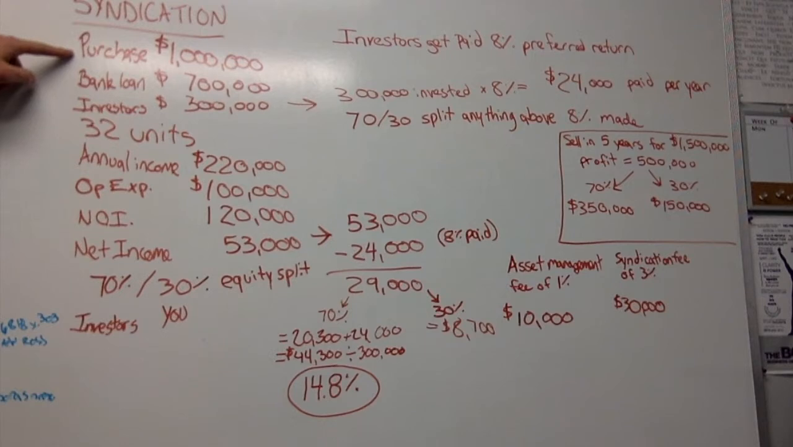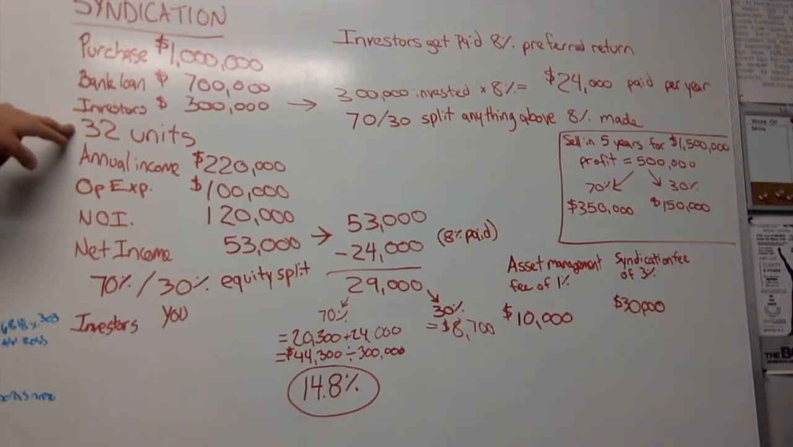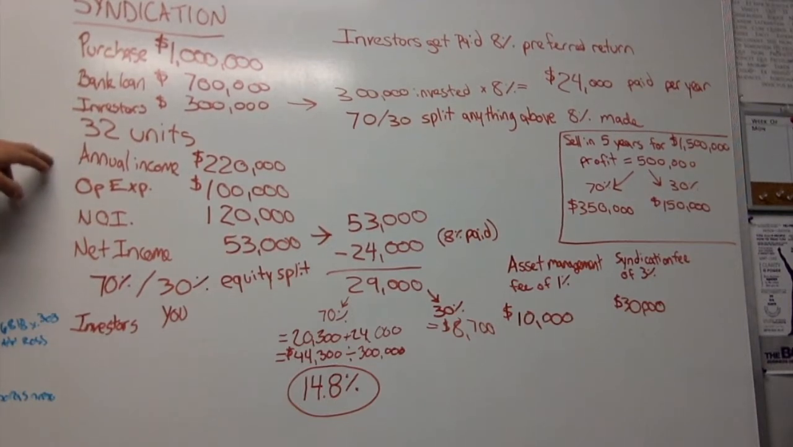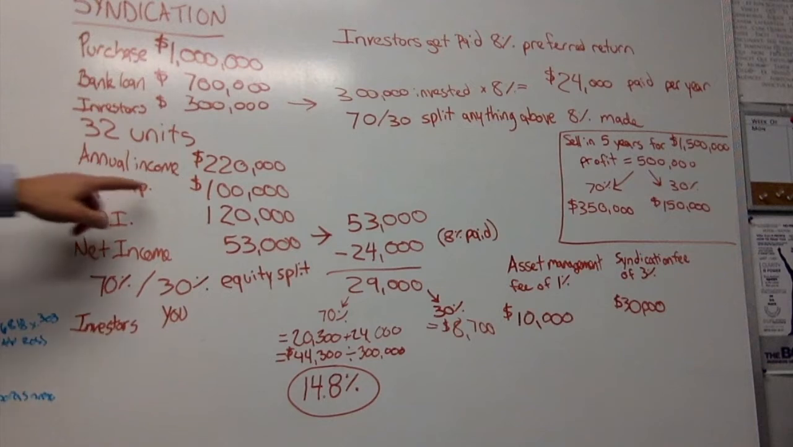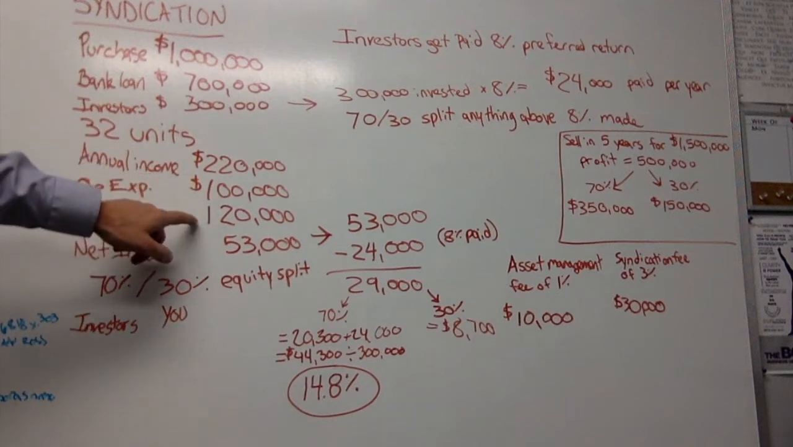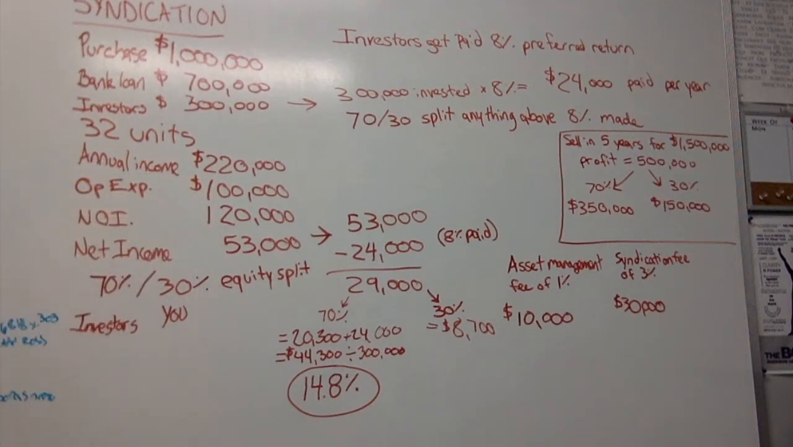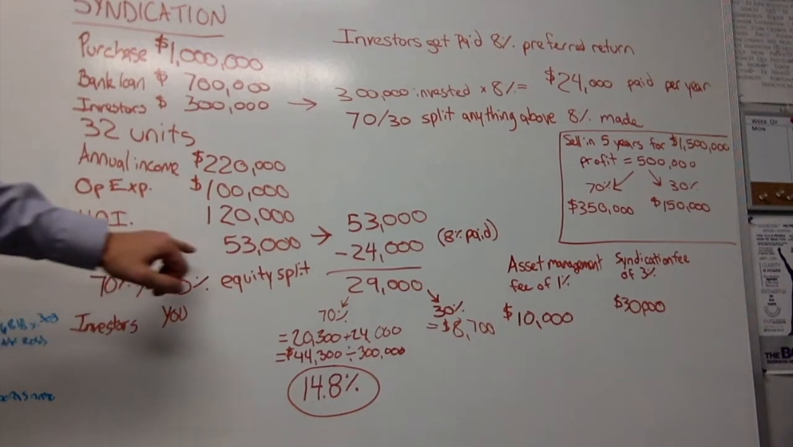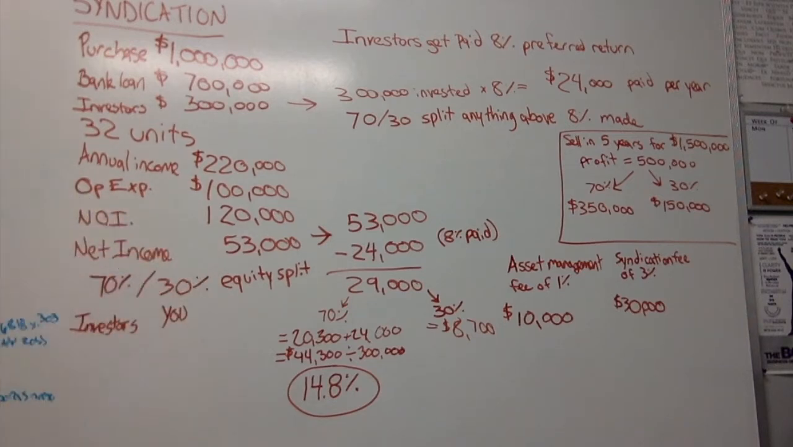You've got a purchase price of $1 million, bank loan of $700,000. You're raising $300,000 from your investors. This is a 32-unit apartment. Annual income of $220,000, operating expenses of $100,000, leaves you with a net operating income of $120,000. And if the net income is $53,000 on the property, you can see how some of this plays out.